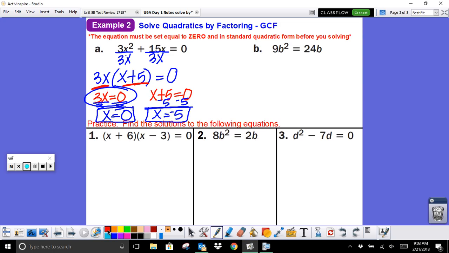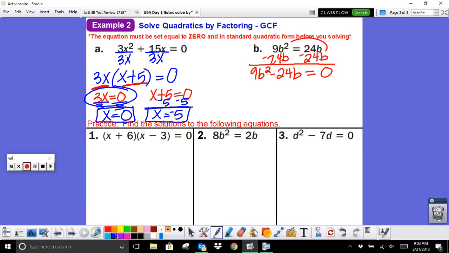All right, let's go over here to this next one. So first step is I have to get this equal to 0. I'm not going to start doing anything until I do that. So if I need to get this 24b to the other side, I'm going to subtract it. So I'm just subtracting this 24b just to move it over. So that gives me 9b squared minus 24b equals 0.